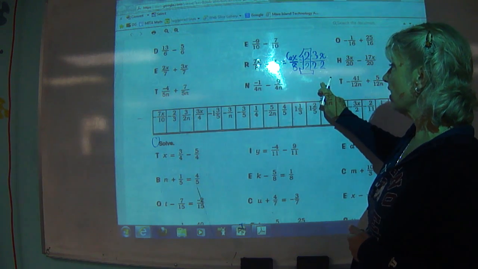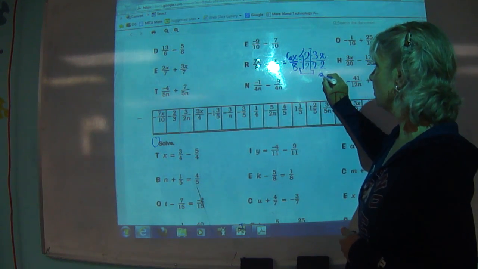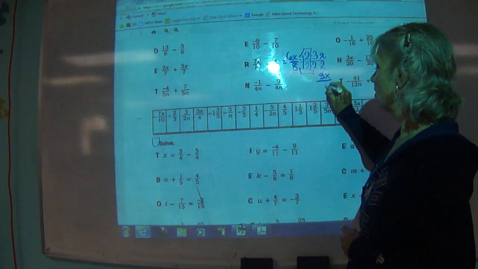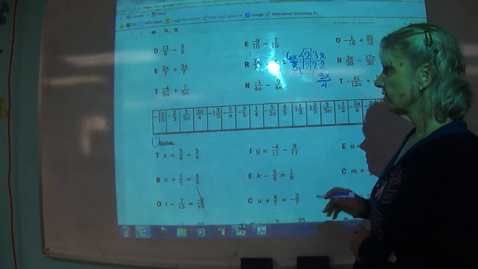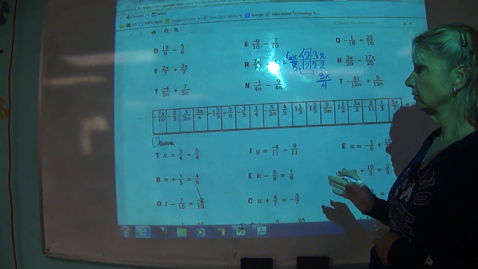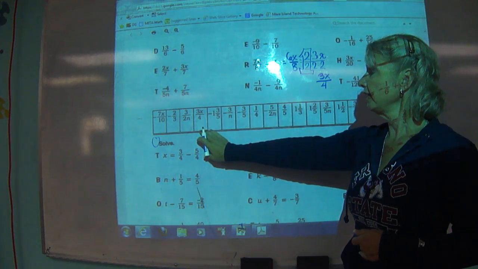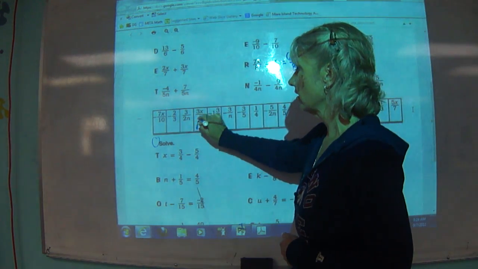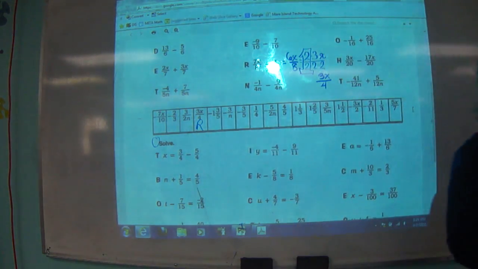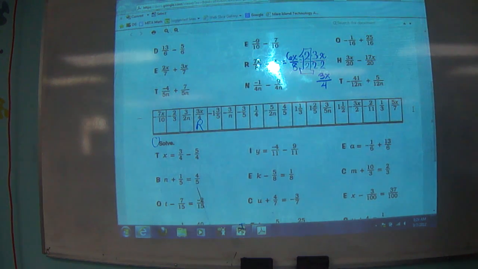So when simplified, you wind up with 3x over 4. So do you see 3x over 4? We sure do. It's right here, so the letter R goes here. Pretty straightforward, actually. Looked scary with those common denominators, but is it? Not when you stop, take a deep breath, say, oh, fractions don't have to be so awful.